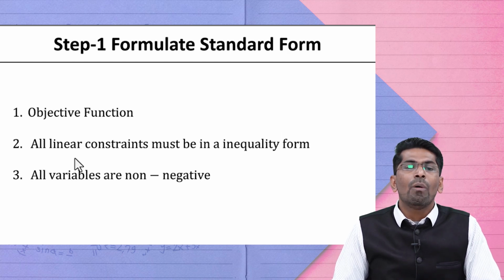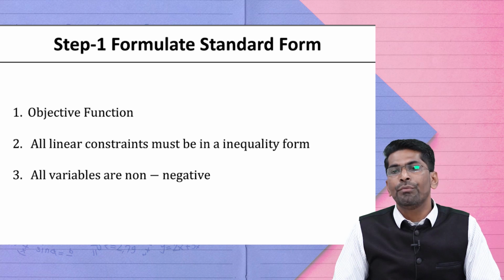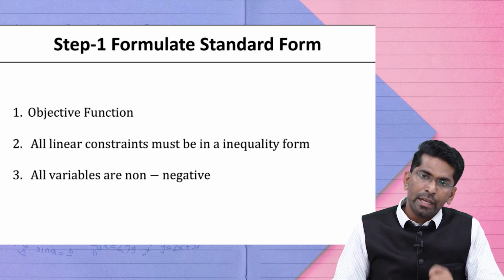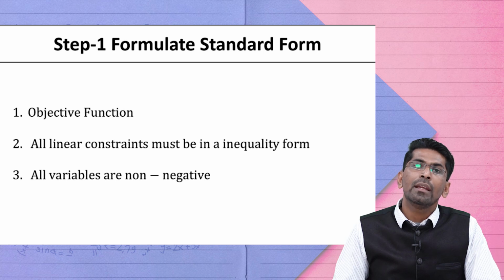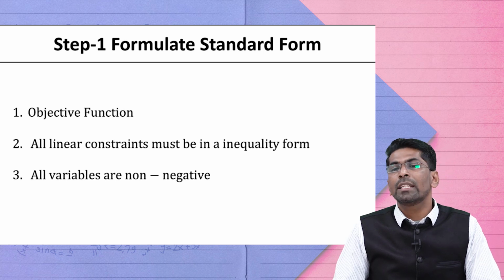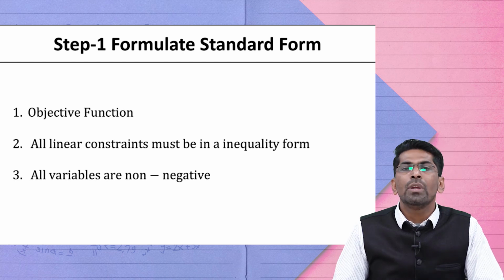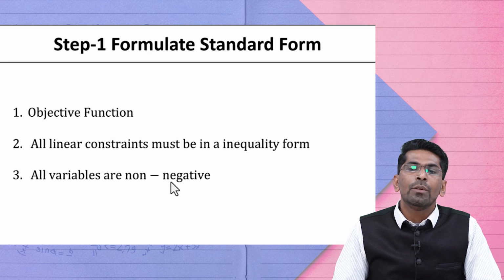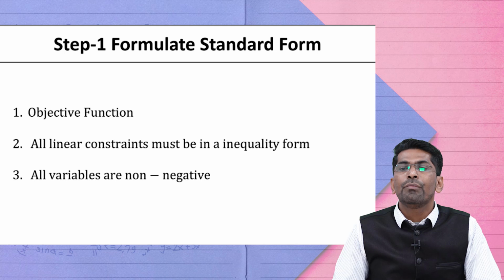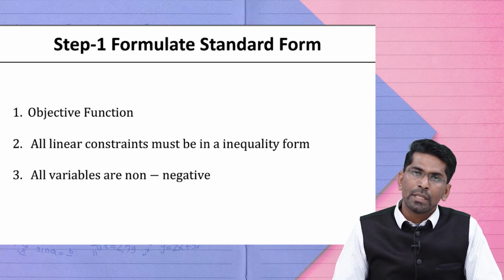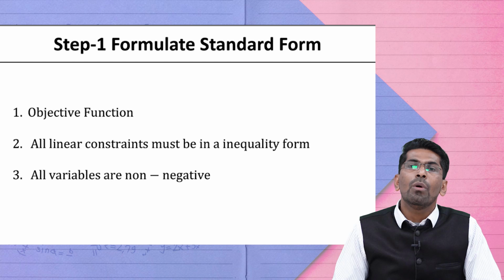The second one is that all the linear constraints must be in inequality form, which means the constraints in the linear programming problem can be expressed either in inequality or equality form. Both forms are commonly used depending upon the specific problem being modeled. And we all know that all the variables are non-negative. In our problem, the fundamental assumption is that the decision variables are non-negative. It means that the value of a decision variable cannot be negative. They must be greater than or equal to 0.